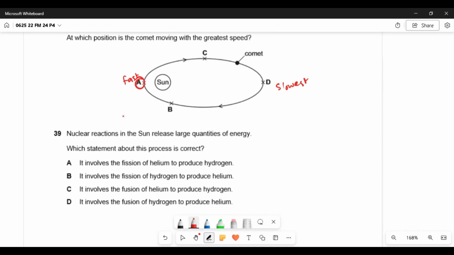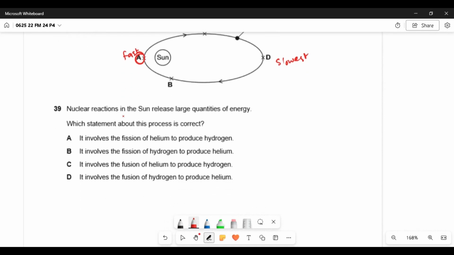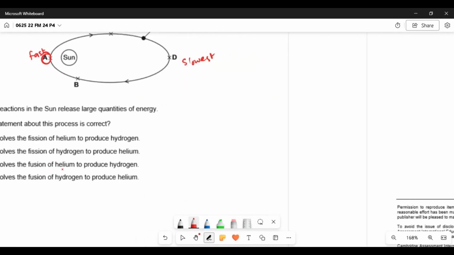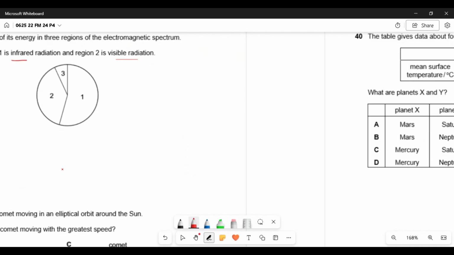Nuclear reactions in the sun release a large quantity of energy. So the nuclear reaction in the sun is actually a fusion reaction where hydrogen is combining to form helium. So it involves a fusion reaction and it is producing helium from hydrogen.